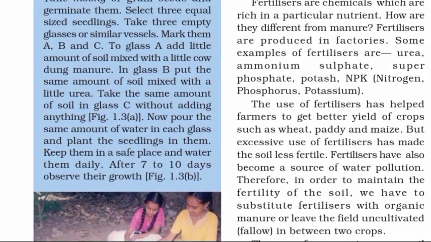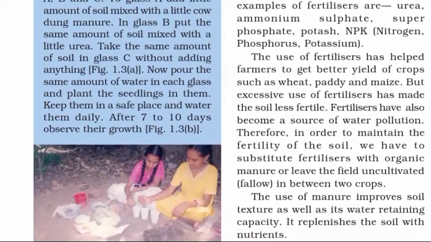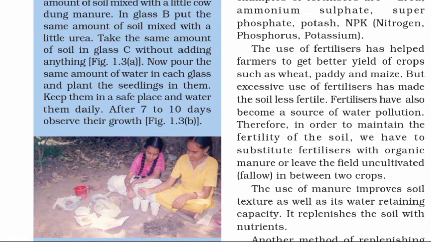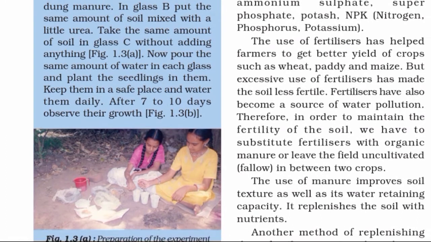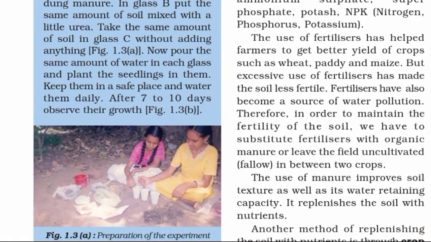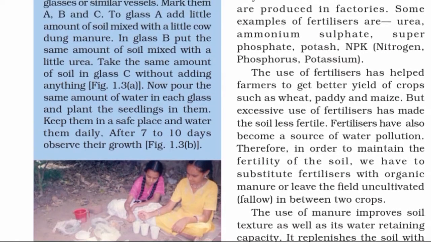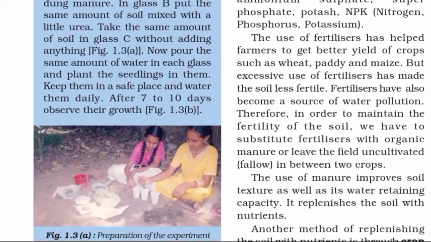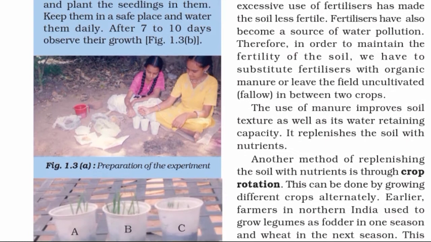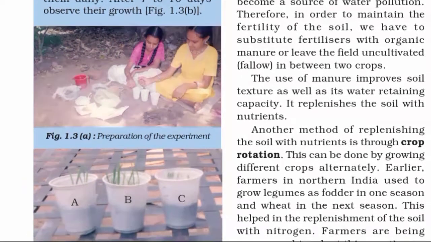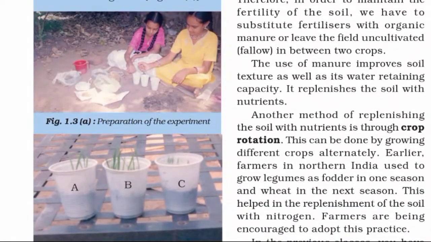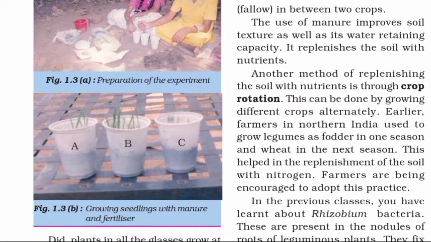Now, pour the same amount of water in each glass and plant the seedlings in them. Keep them in a safe place and water them daily. After 7 to 10 days, observe their growth, as shown in figure 1.3b. Figure 1.3a depicts preparation of the experiment. Figure 1.3b shows growing seedlings with manure and fertilizer.